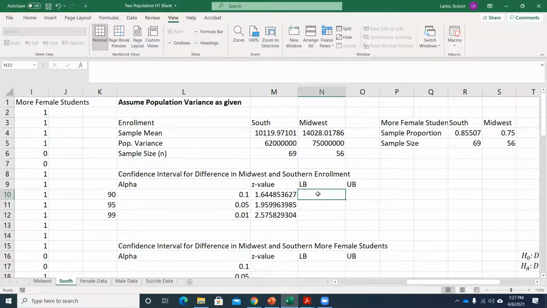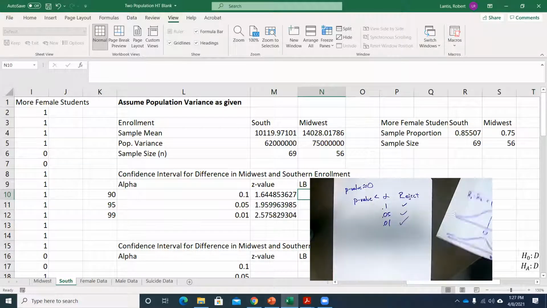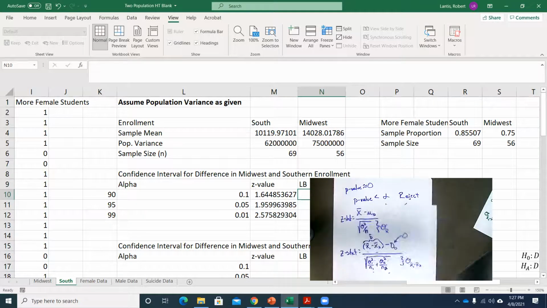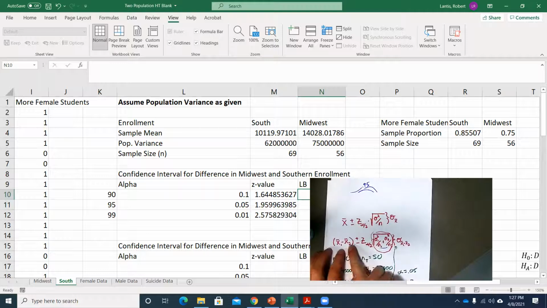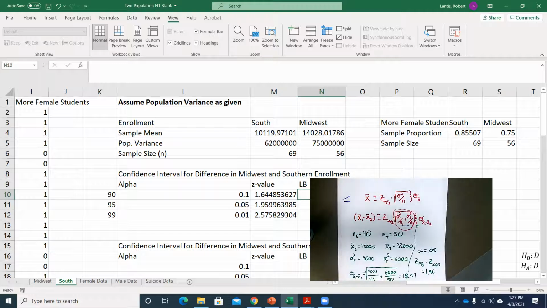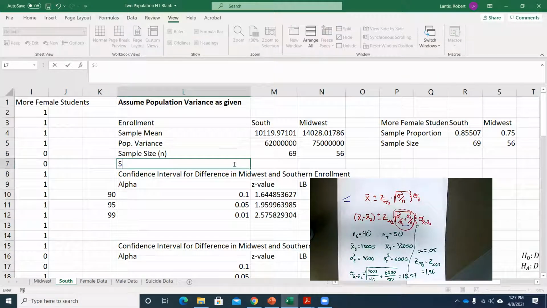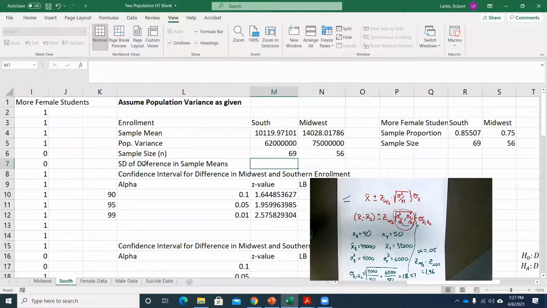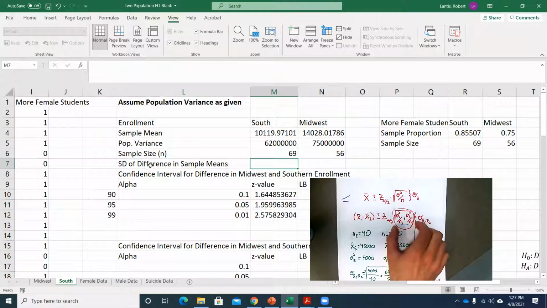Now at this point, basically what we want to use is that lower bound equation. I have all the information I need. I could just use Excel to be my calculator here because I have all these values now in Excel. Once again, I think it's probably easier to calculate that intermediate step. What's the standard deviation of the difference in my sample means? This guy right here. So I'm just going to calculate that as a separate step.